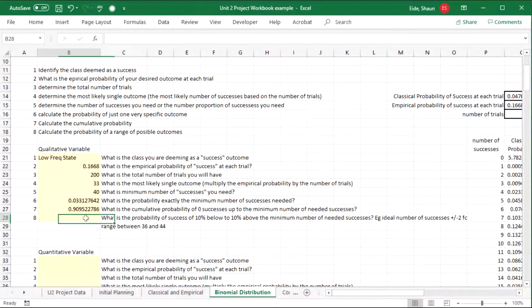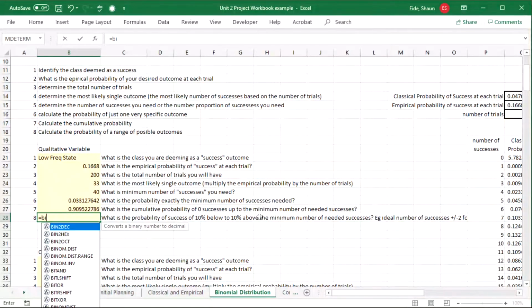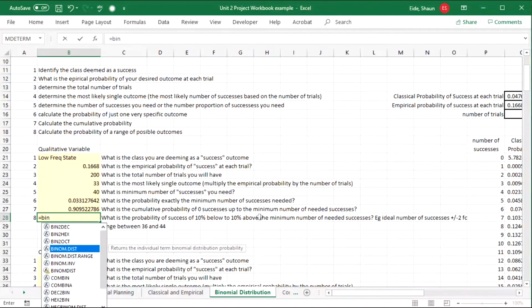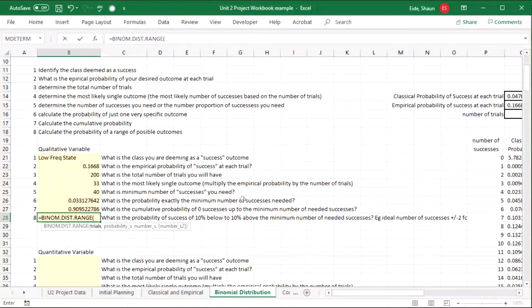So in order to do this, we're going to use a slightly different formula. We're going to do equals binomial distribution range, and the number of trials is still going to be 200. The probability of success at each trial is still going to be 0.1668.